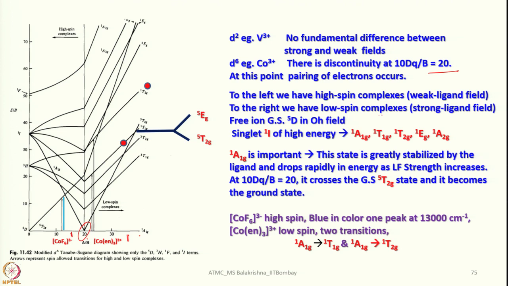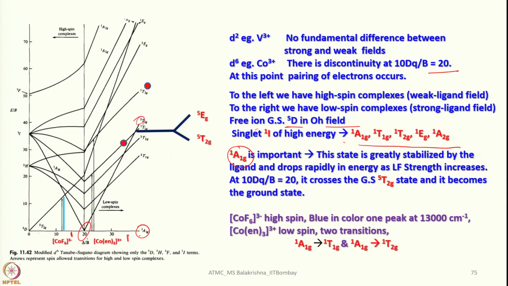To the right, we have low spin complexes, free ion ground term 5D in an octahedral field. So singlet 1I of high energy is there, these are all there, you can see they are listed. So 1A1g is important. This state is greatly stabilized by the ligand and drops rapidly in energy as ligand field strength increases. So this one is greatly stabilized, and it becomes the ground state, the ground term here. And now this one, which was all the way here, becomes an excited state.